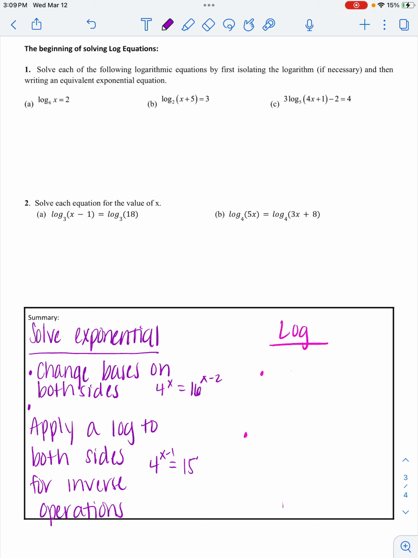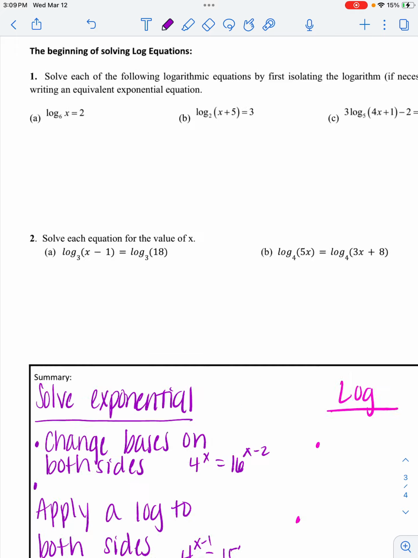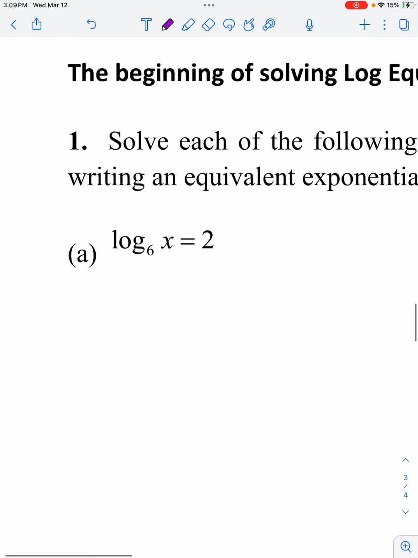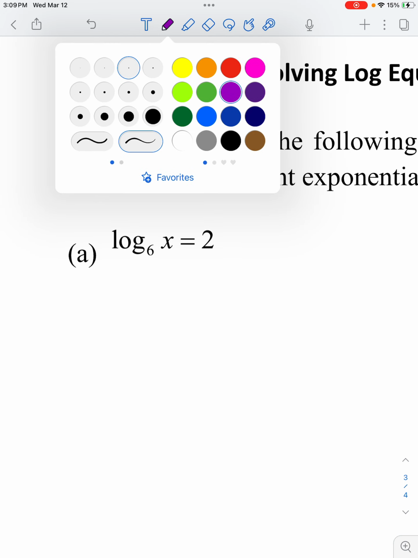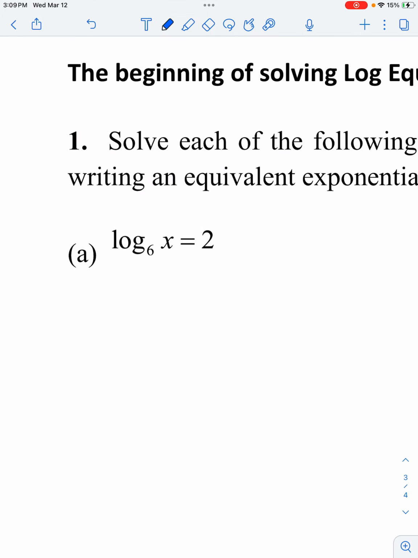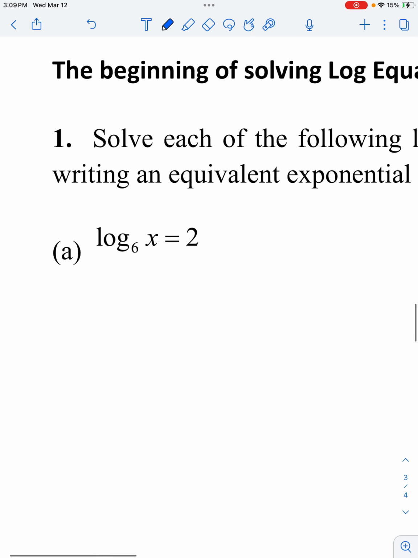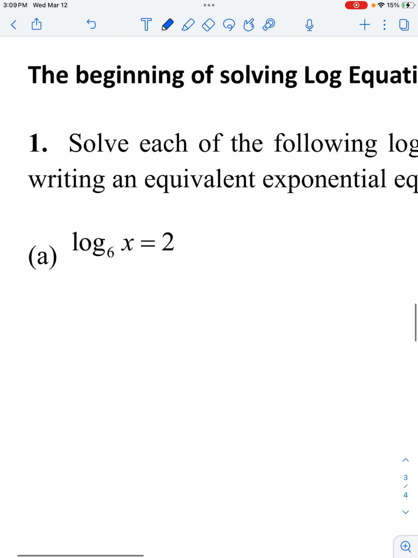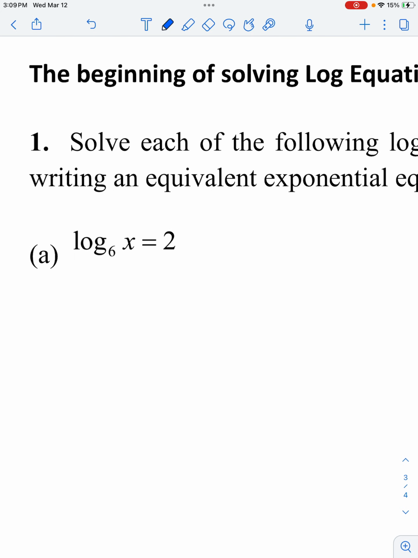Now with logs, that's what we're going to be starting with today, is when you see a log as the beginning of your equation, how do you work with that? So here's the first type. When you see log base 6 of x equals 2, I'm hoping that you're going to start to think about logs in terms of equivalent exponential equations. Equivalent exponential equations means turning this equation into an exponential that you know how to work with.